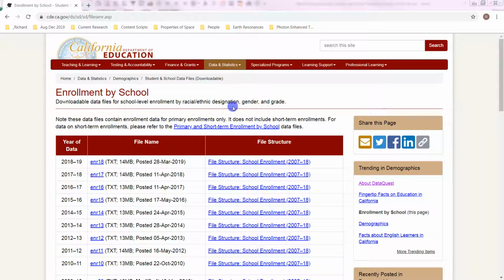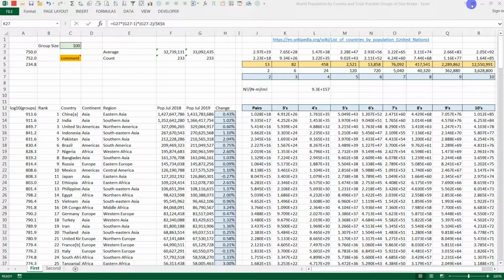This is the next thing. Let me move that out of the way in a moment. I'm going to be looking at the school enrollment in California in 2018 in a minute. So maybe that's where this came from, so you can see the URL up there. Let me put that out of the way.